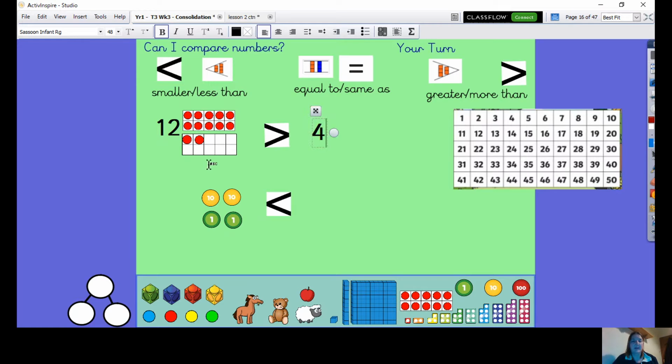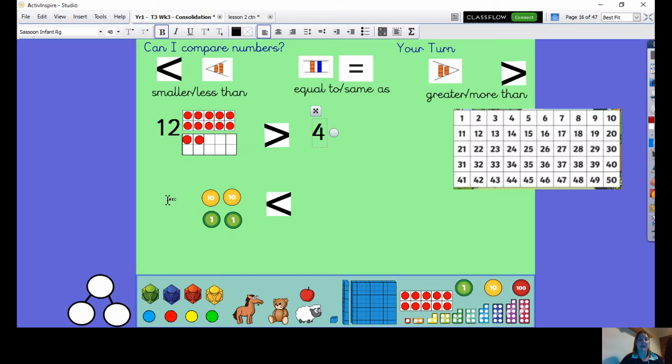So I'm going to read my statement now. 12 is bigger than 4. 12 is more than 4. It's true. I'm sure some of you have had other numbers. You could have said that 12 is greater, more than 10. 12 is more than 7. 12 is more than 1. Any of those numbers you could have had. So basically any number from 11 down to 1.